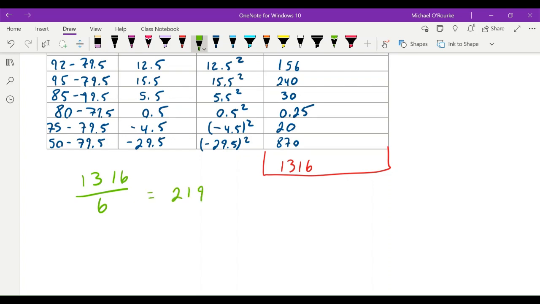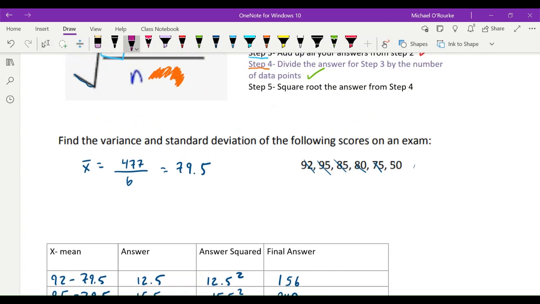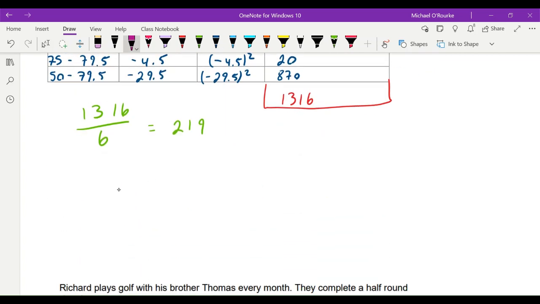There's a decimal place in there, but I'm just going to make it easy along those lines. Then lastly, I'm going to square root this number. Square root 219. And my answer is 14.8. And I'm just going to keep it as 15. Okay. So my standard deviation, this is my symbol for standard deviation, is 15.